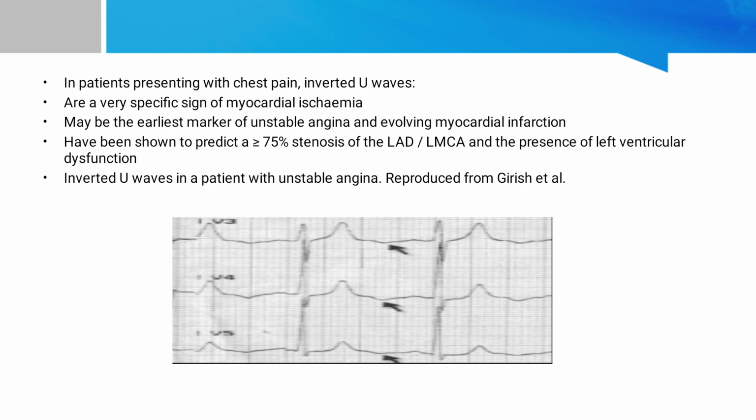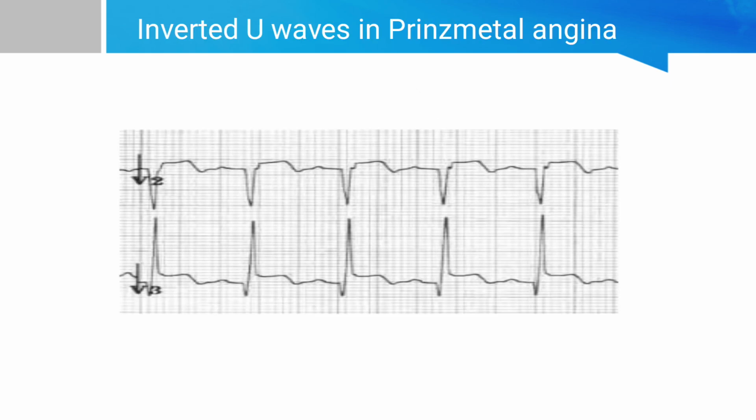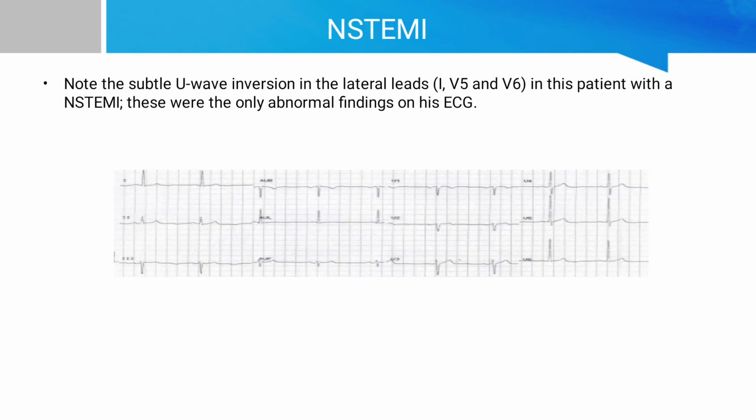Here in this ECG, we can see inverted U waves in a patient with unstable angina. This is a patient who presented with Prinzmetal angina. We can see the inverted U waves. Patients with a non-ST elevation MI may have inverted U waves. The subtle U wave inversion in the lateral leads like lead 1, V5 and V6 in this patient were the only abnormal findings in the ECG.